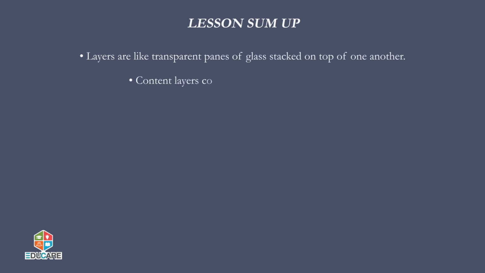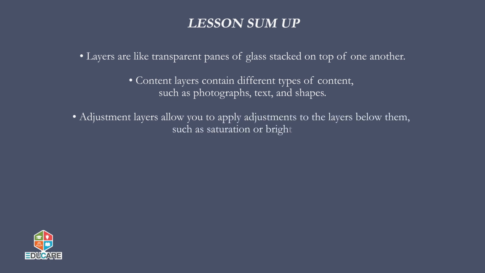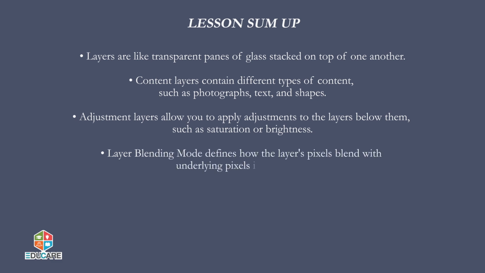Lesson sum up. Layers are like transparent panes of glass stacked on top of one another. Content layers contain different types of content such as photographs, text, and shapes. Adjustment layers allow you to apply adjustments to the layers below them, such as saturation or brightness. Layer blending mode defines how the layer's pixels blend with underlying pixels in the image. Opacity can specify the transparency of the entire layer.